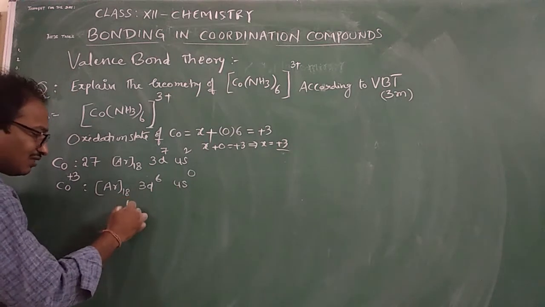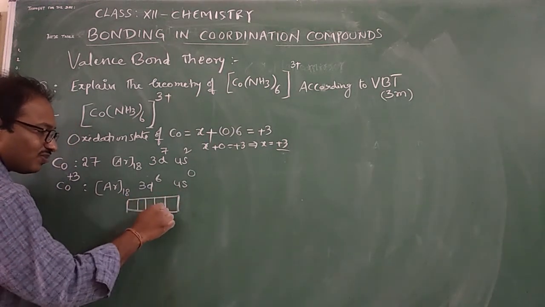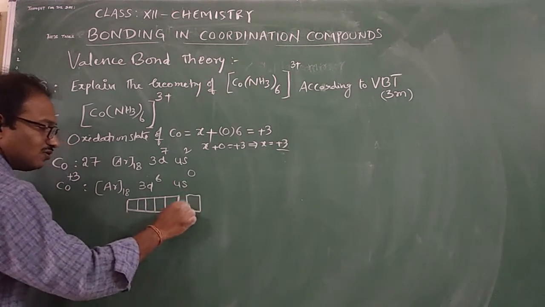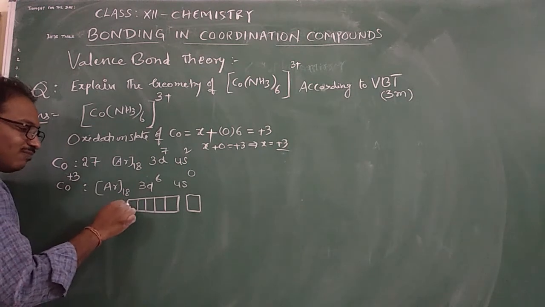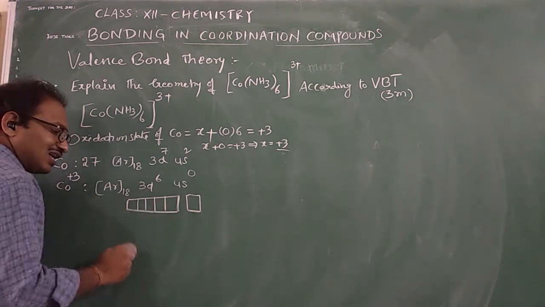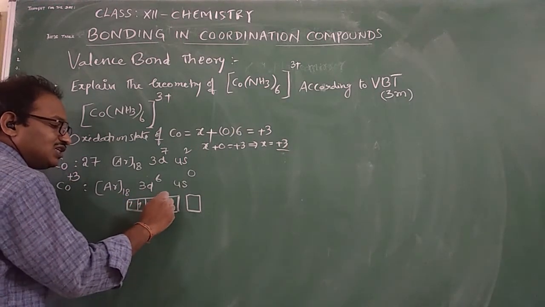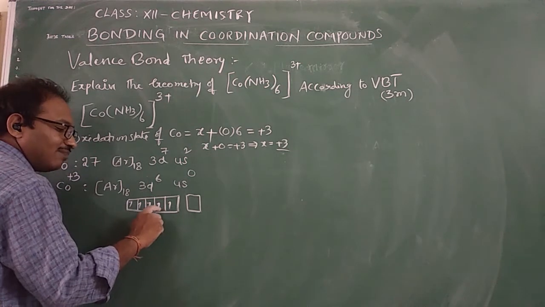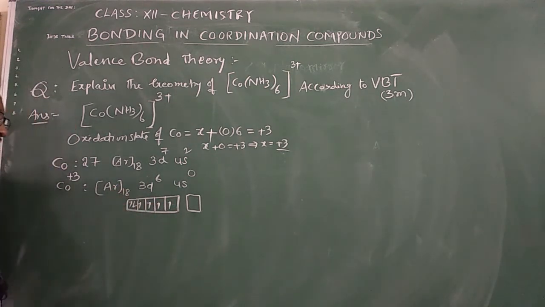Right? Now 3d6, what can I write generally? 5 d orbitals are there, you know. 4s means 0. According to Hund's rule of maximum multiplicity, whenever we are filling electrons in the degenerate orbitals, each orbital can accommodate 1 electron first. So each orbital I am accommodating 1 electron, 5 over, and the next, the 6th, goes to pair up. Okay. Now this is the general law.